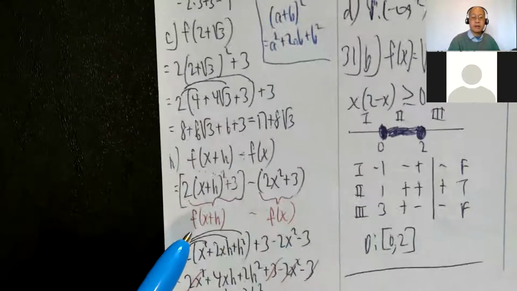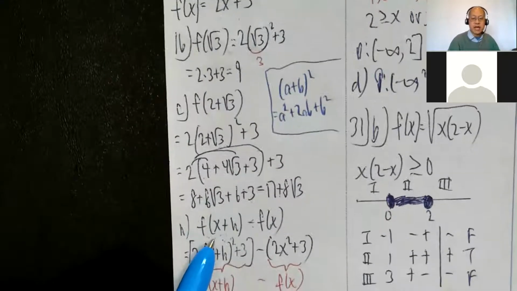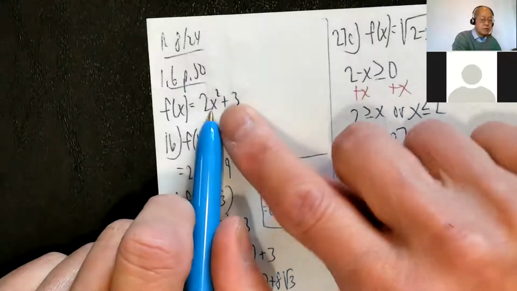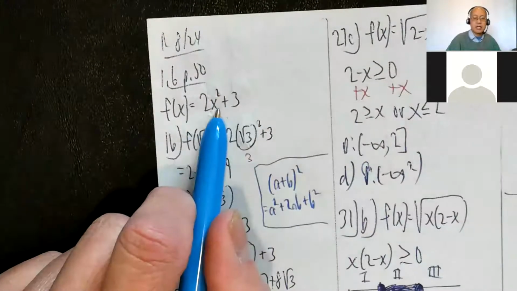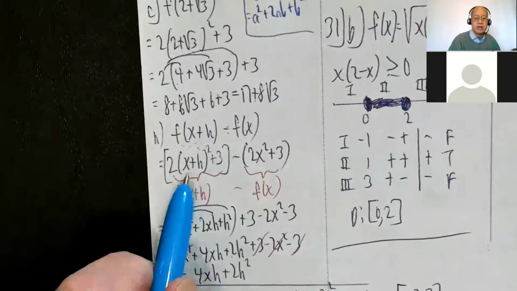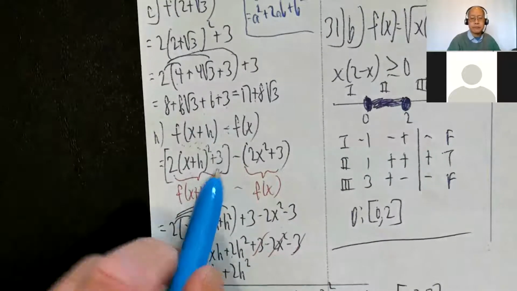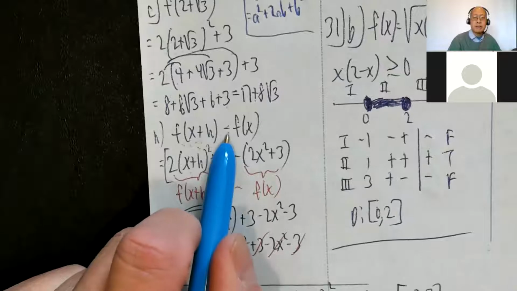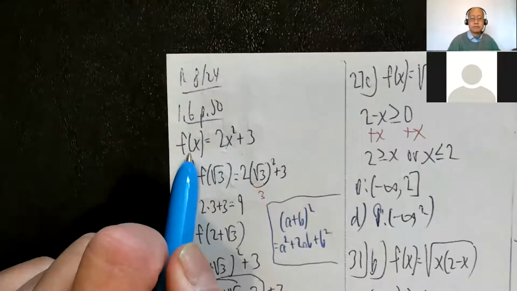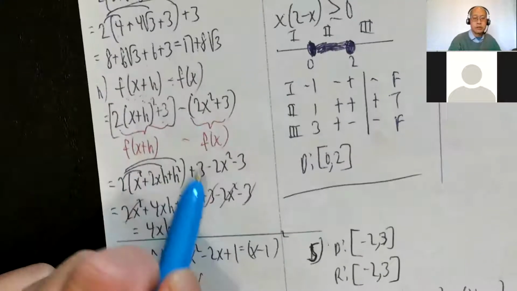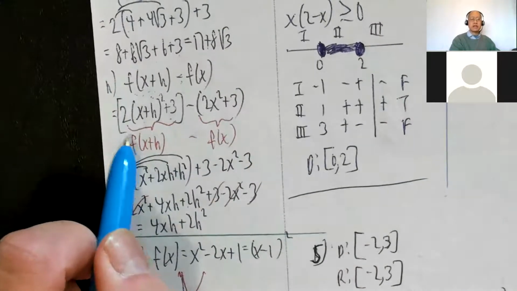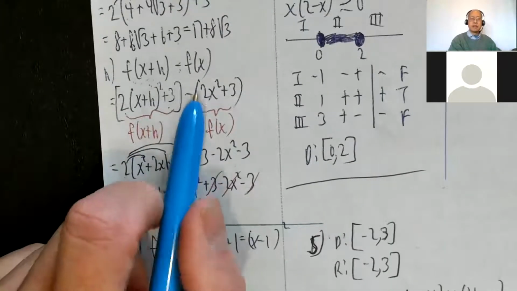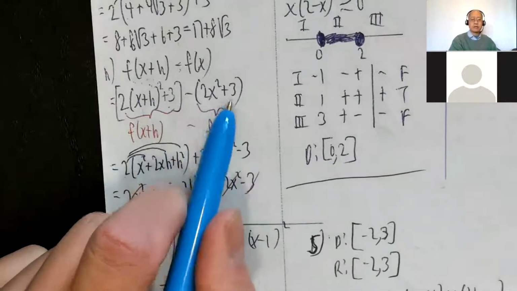So how do I do that? f of x plus h means right here, erase the x, put parentheses, x plus h. So it's 2 times (x plus h) squared plus 3. And then minus the f of x. Well, f of x is the original, so just copy 2x squared plus 3, but it has to be in parentheses. So the hard part is the f of x plus h. 2 parentheses x plus h squared plus 3 minus parentheses 2x squared plus 3.